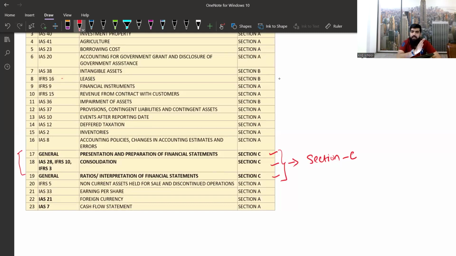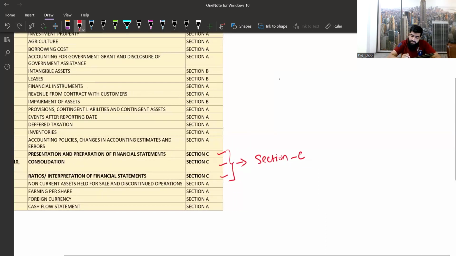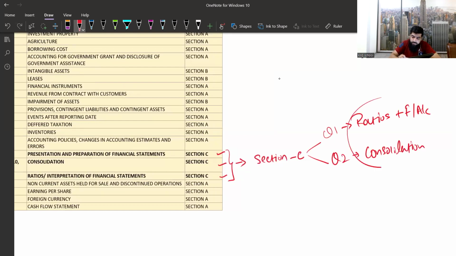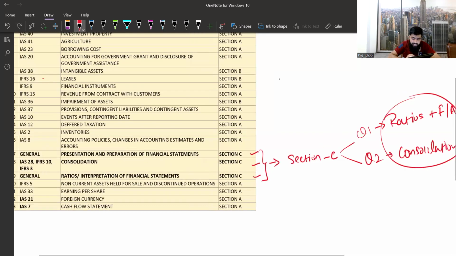For the last three attempts, I have been observing the mindset of the examiner, and the examiner is testing all three chapters in that particular section. For example, in question number one, the examiner is testing the ratios along with the final accounts. And in question number two, it will be testing the consolidation. So all of these three topics are basically tested in section C.